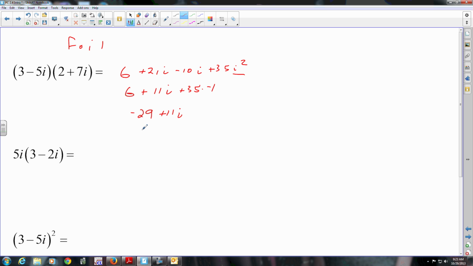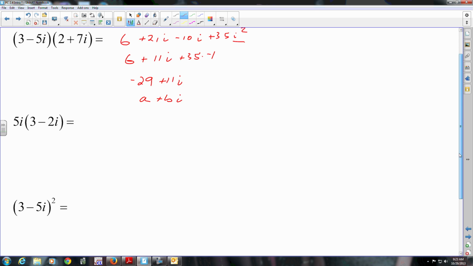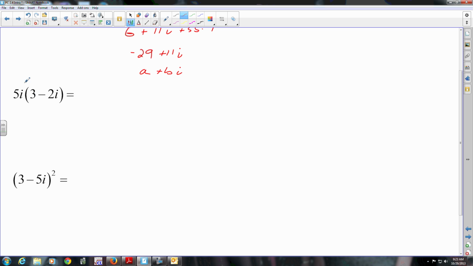And remember, it has to be written in the a plus bi format. So the piece without the i comes first. This, you're just going to multiply this in. So that would be 15i minus 10i squared. So 15i minus 10 times negative 1. So that becomes plus 10.